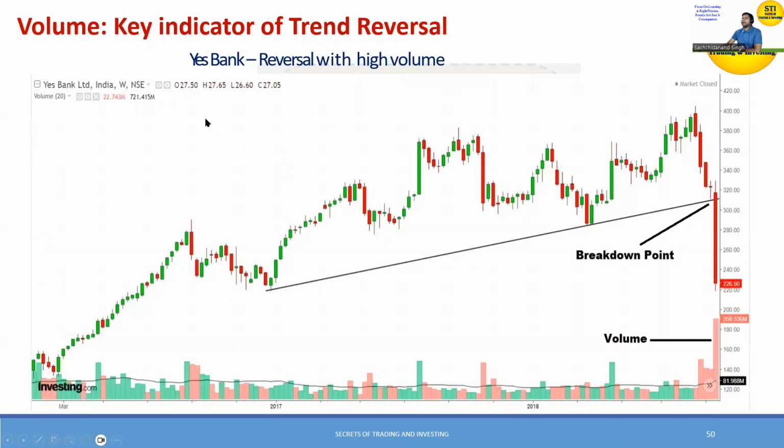Now one example of volume: the Yes Bank reversal with high volume. Whenever the Yes Bank stock fell down, look at this one. First of all, a long-term resistance breakdown is happening. At the same time, wherever the break is happening, there's a long red candle and the volume is really high, about three times the average volume. So whoever was holding the stock at that time, if the person had an idea about the volume, he could have exited right there.